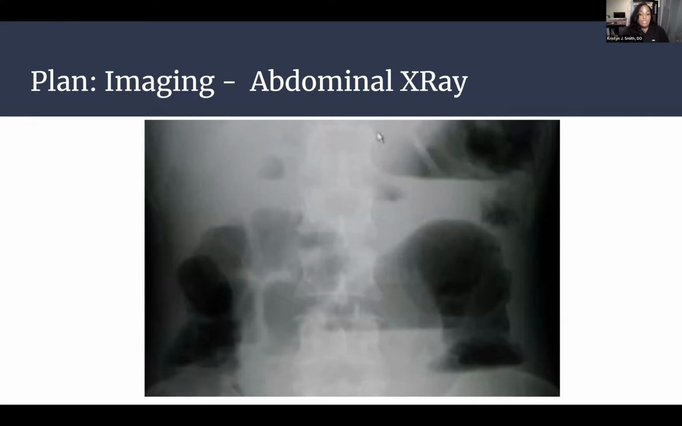An NG tube for patients with small bowel obstruction, the concern is usually these patients are vomiting quite a bit and they are at high risk for aspiration. So you want to go ahead and place the NG tube to start decompressing the abdomen and the GI tract.